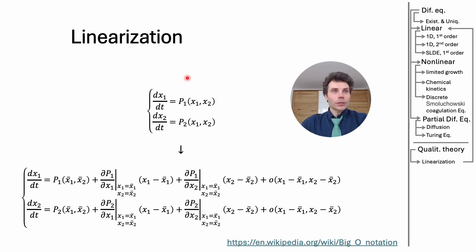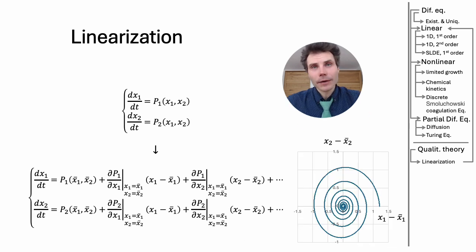And assume, well, we don't know what these functions are. We don't know the values of the derivatives, but assume, just for the sake of visual beauty, that the linearized system converges by spiraling towards the origin, towards the points where these differences vanish. So x1 equals x1 bar and x2 equals x2 bar.